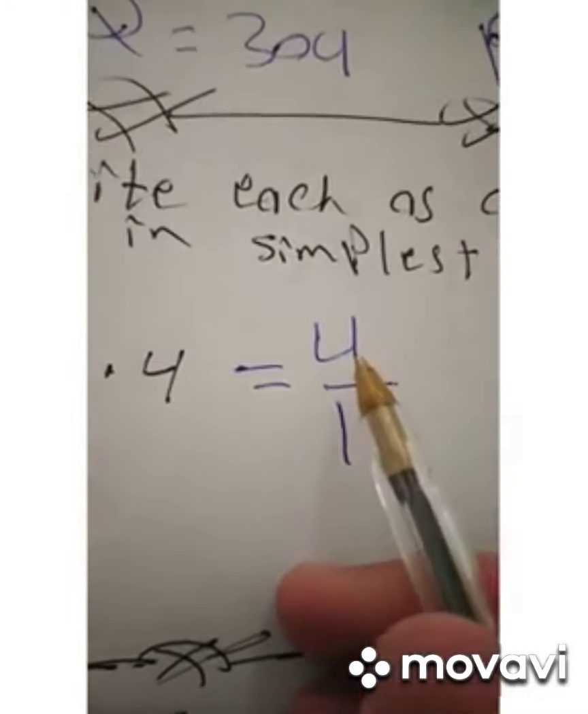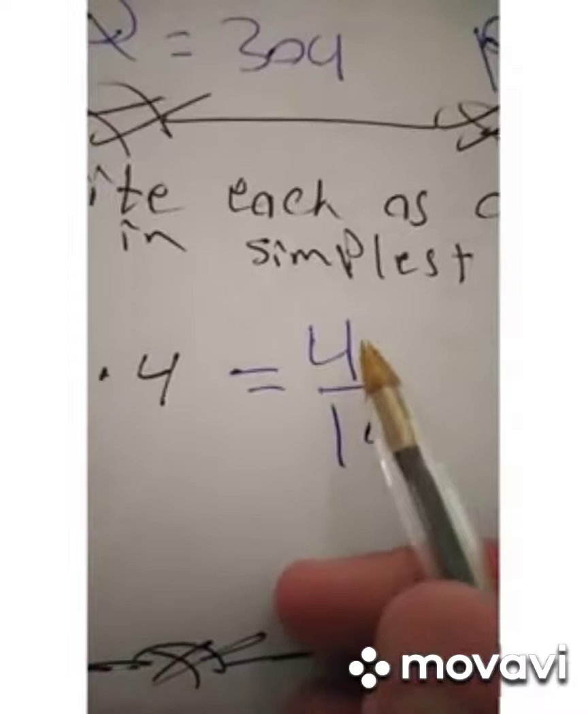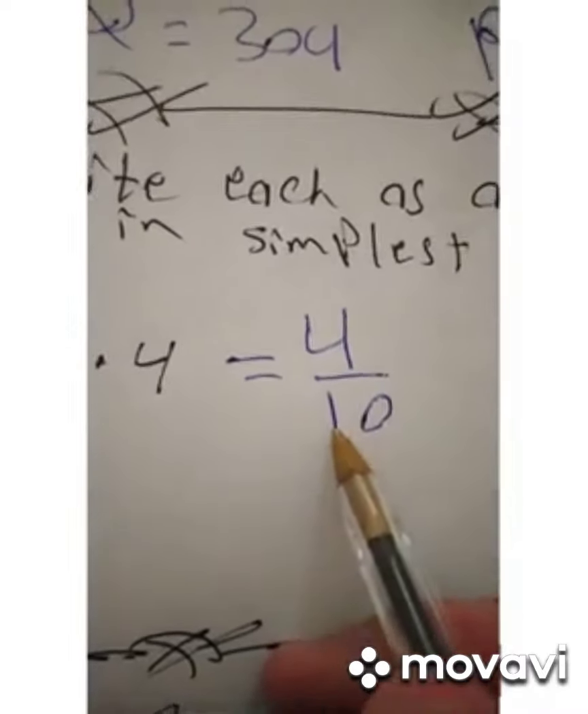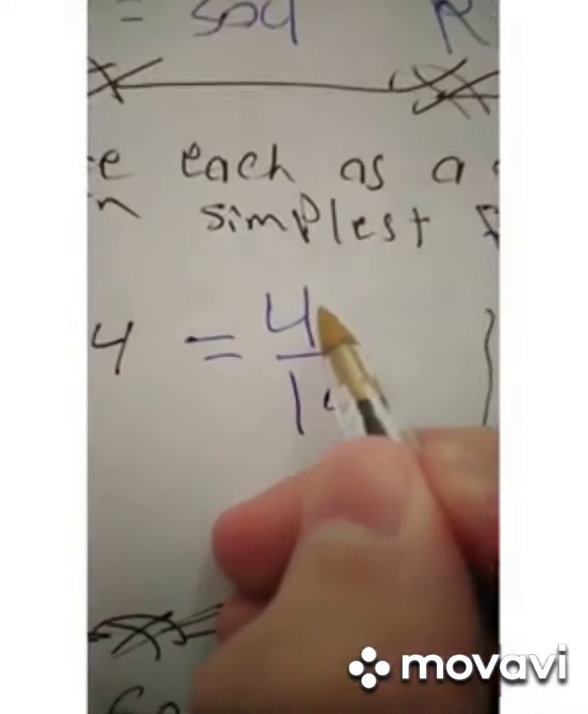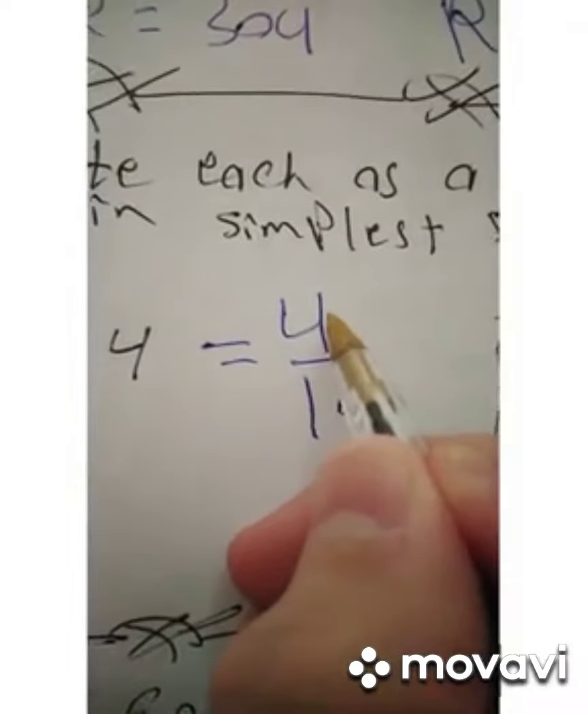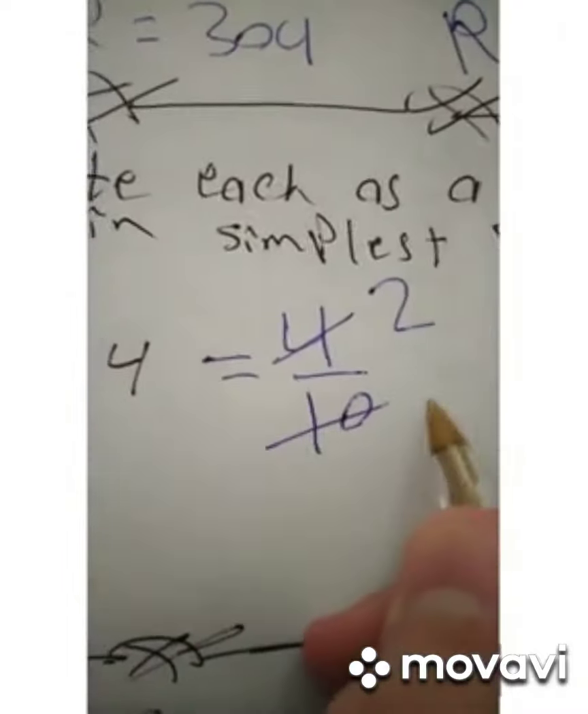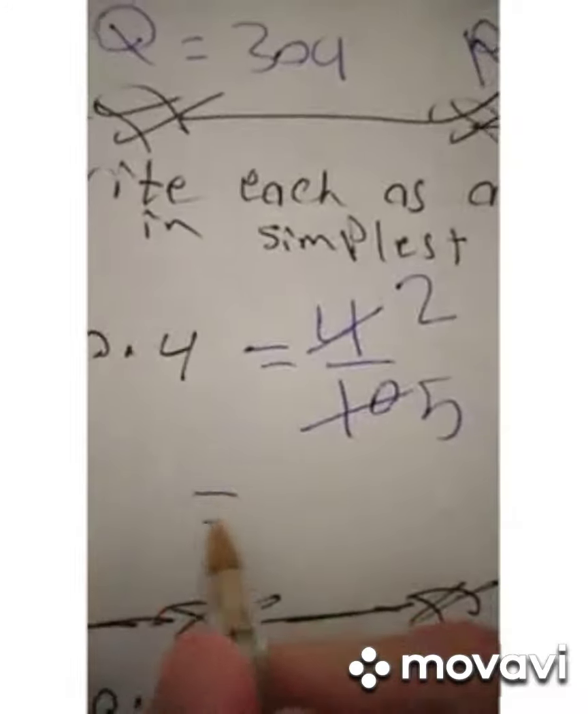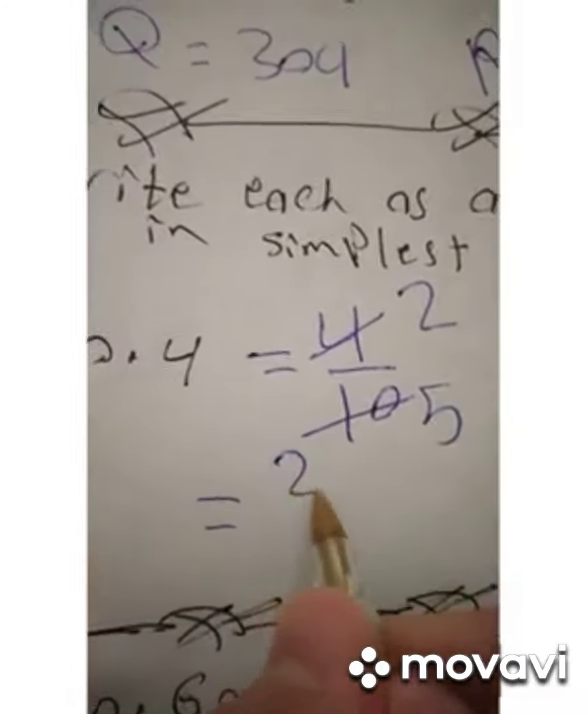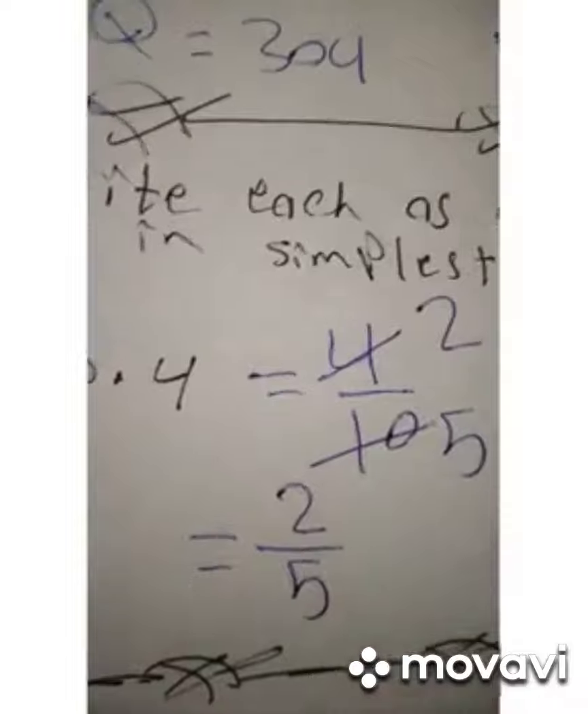Why? Because the greatest common factor, GCF, of 4 and 10 is what? It is 2. So we should divide up and down by 2. 4 over 2 equals 2, and 10 over 2 equals 5. So our fraction now, in the simplest form, equals 2/5.